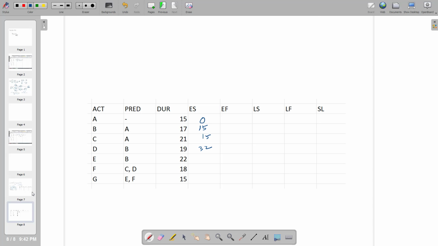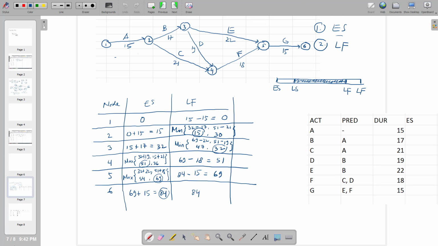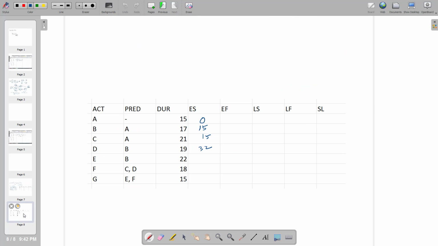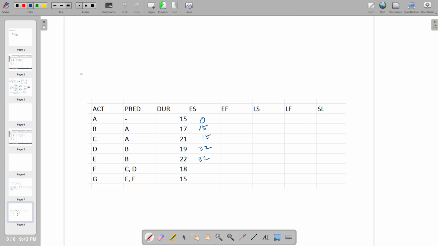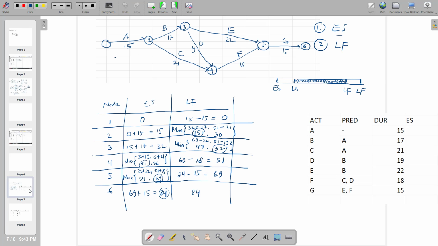E will be equal to 32 as well. F will be equal to node number 4, which is 51. G will be 69.